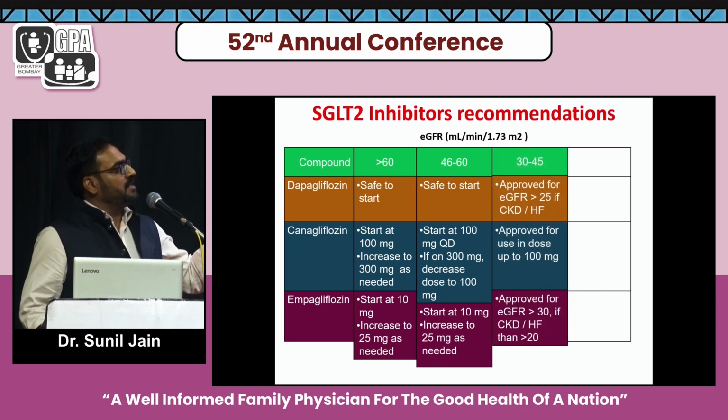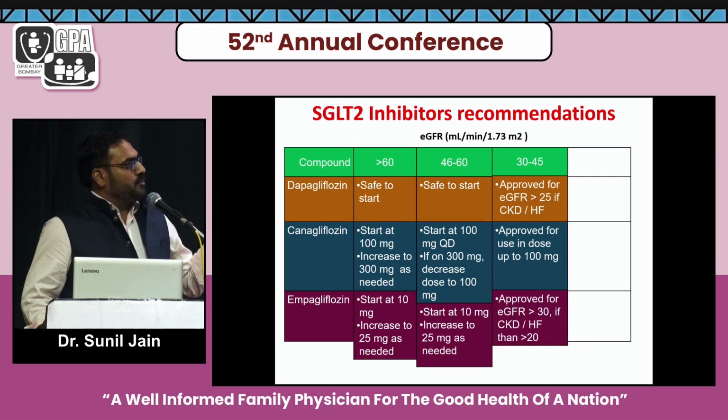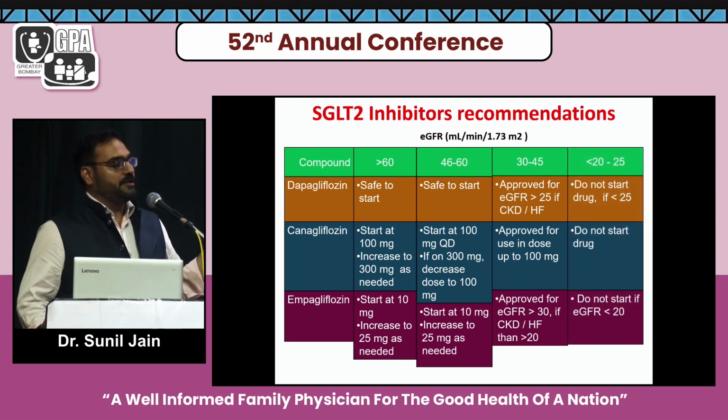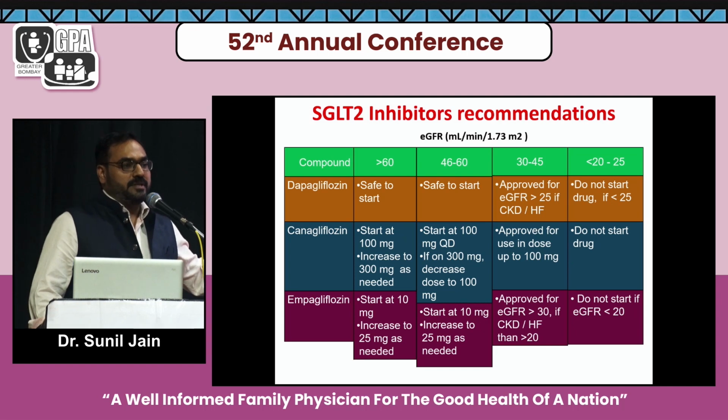For 30 to 45, DAPA is approved for eGFR more than 25, at a dose of 200. And EMPA is approved for eGFR more than 30. And for less than 20 to 25, do not start any drug. So it is not yet approved, but yes, for more than 30, it is approved.